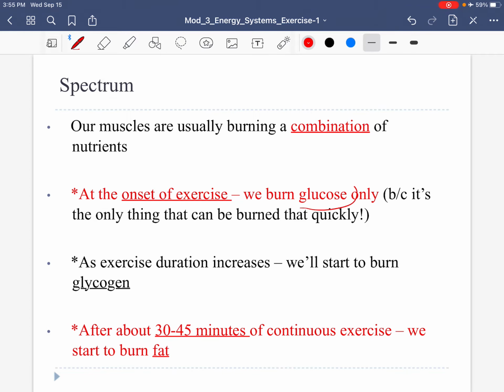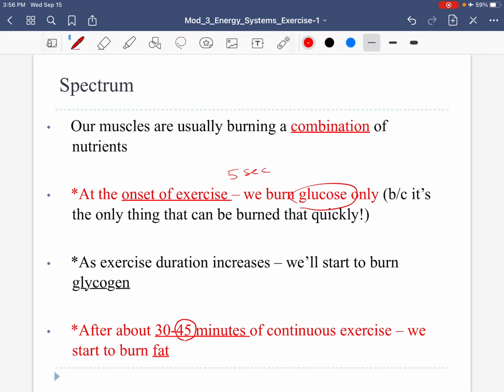At the very beginning of exercise, we can only burn glucose. I'm saying like the first 5 seconds. You don't have to know that number, but it just gives you an idea. At the very, very beginning, we can only burn glucose because it's right there and it's quick. But as we continue to exercise, we'll start to burn glycogen and then fat.